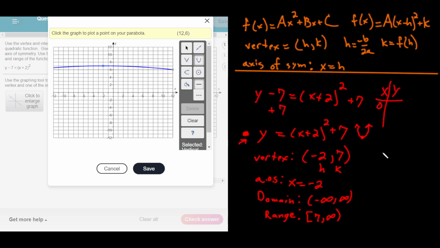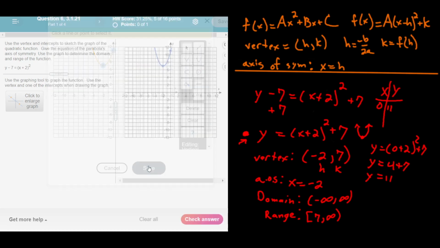Because, once we get the Y by itself, that's the equation I really prefer to use. So Y is equal to 0 plus 2 squared plus 7. 2 squared is 4. 4 plus 7 is 11. So the y-intercept here is 11. It's an intercept, all right, but it's a y-intercept. So this is 0, 11, and we got it. That parabola is way up there.